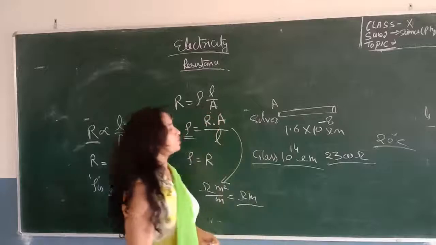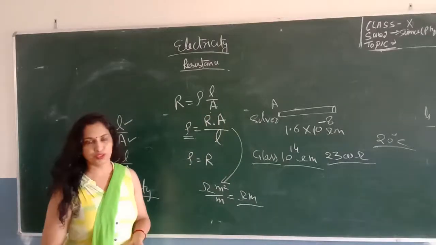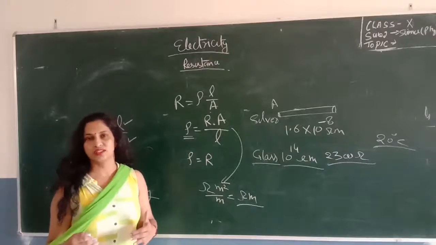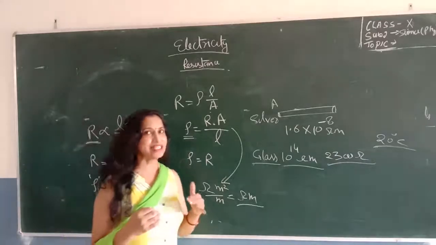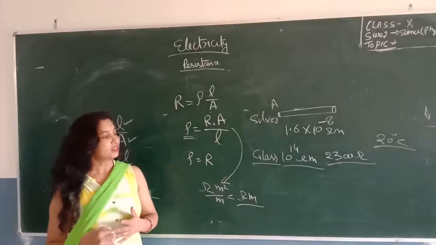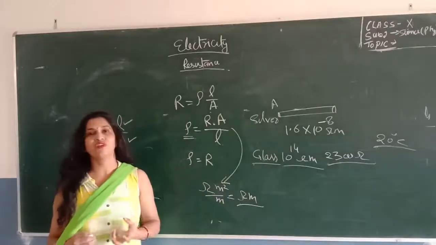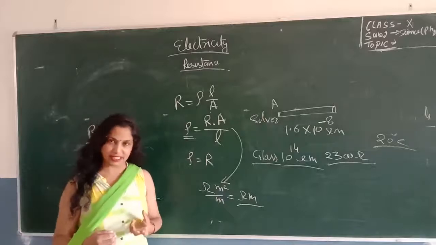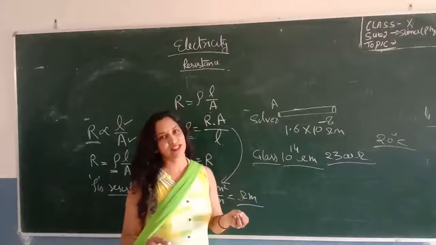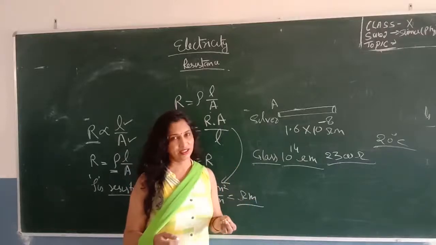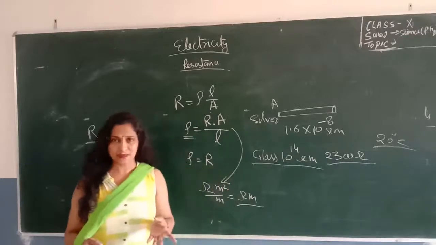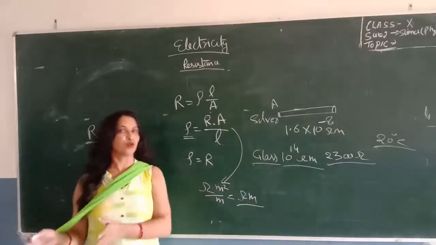Okay, one question from NCERT. It's a really important question. The question is: why do we use alloys as a heating element, and not a pure metal? You have seen that we use nichrome wire as a heating element in heaters, not copper wire. So why do we use alloys as the heating material in heating appliances rather than pure metals?